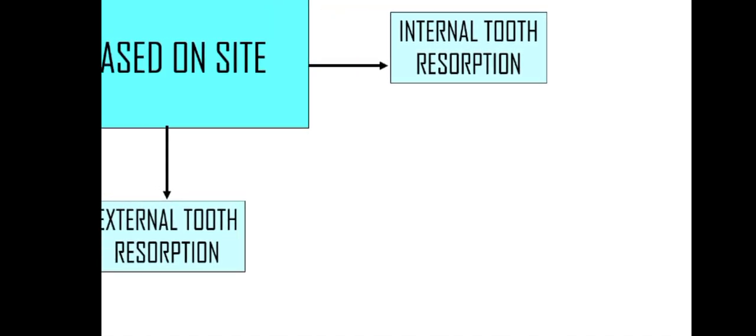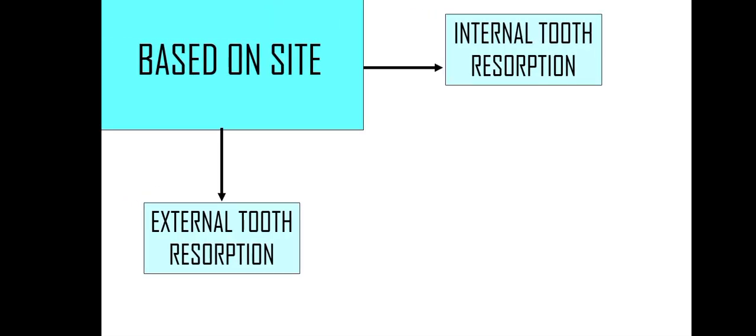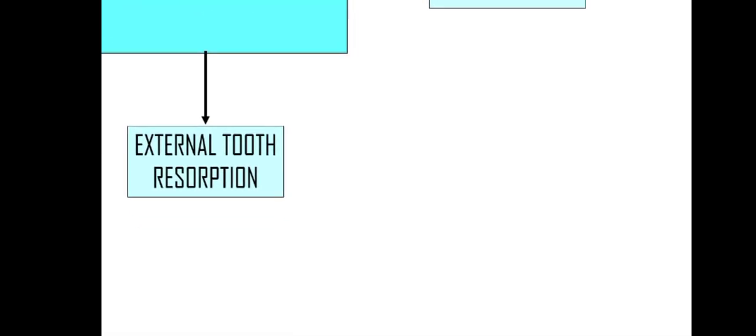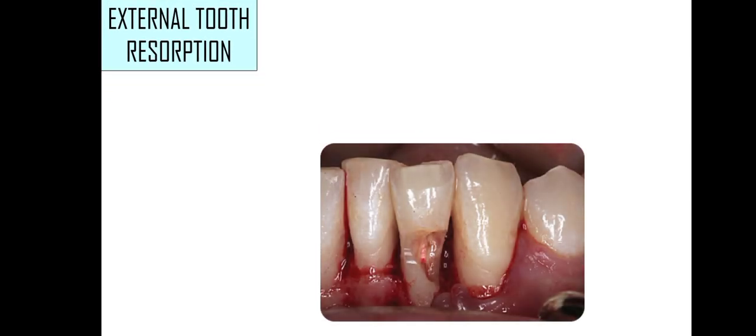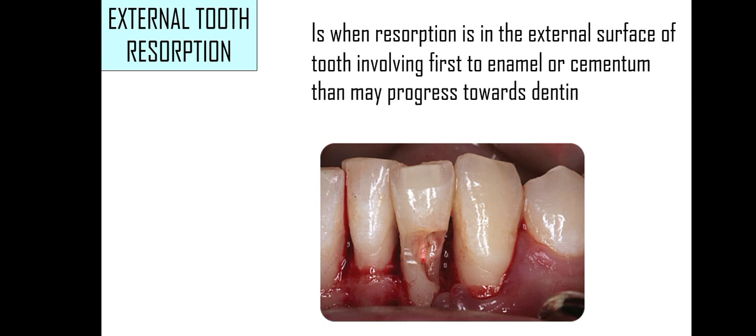Second type of tooth resorption based on site is external tooth resorption. As you can see in the diagram, there is external root resorption. External root resorption is when the resorption is in external surface of tooth, involving first enamel or cementum. As in this case, you can see that both enamel and cementum are involved in external tooth resorption, and then it progresses towards dentin.